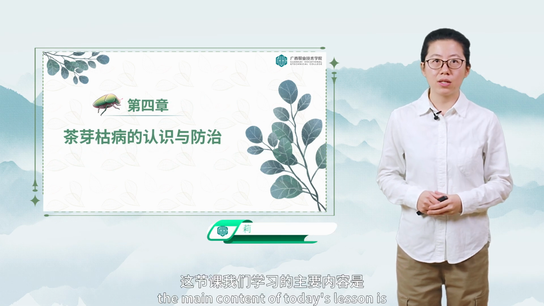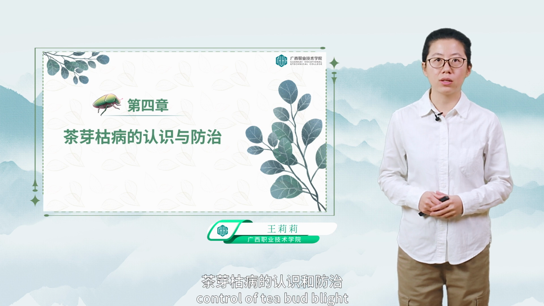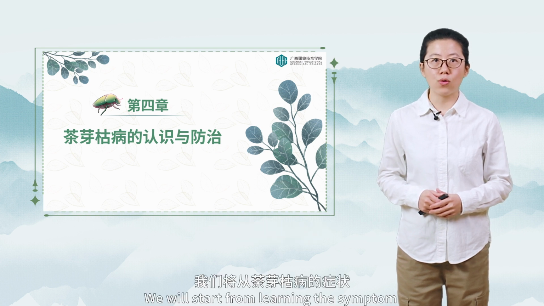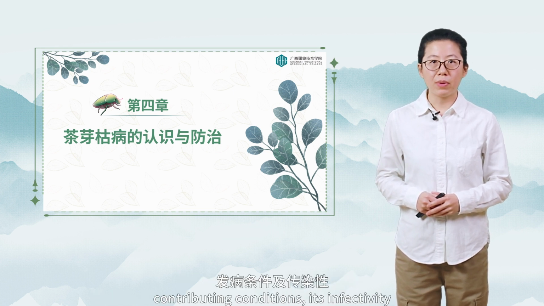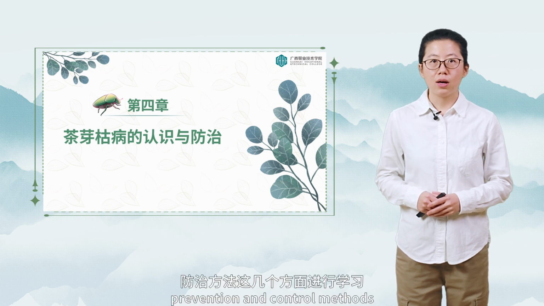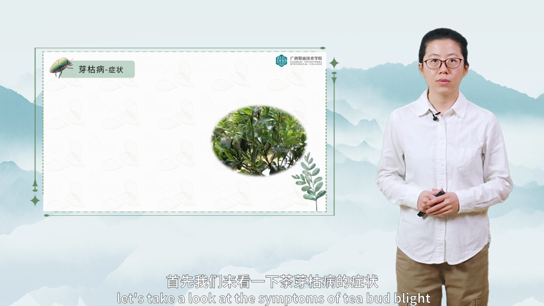Everyone, the main content of today's lesson is the understanding and prevention and control of tea bud blight. We will start from learning the symptoms, distribution, damage characteristics, incidence regularity, contributing conditions, infectivity, and prevention and control methods. First of all, let's take a look at the symptoms of tea bud blight.